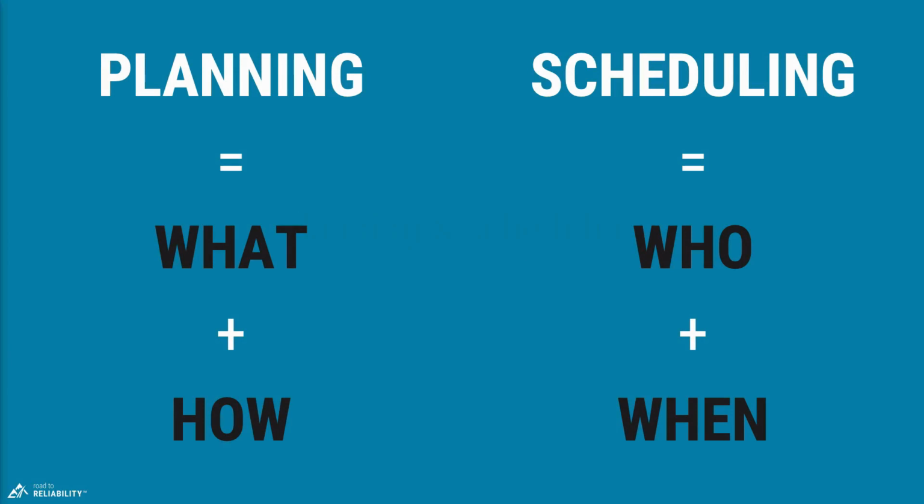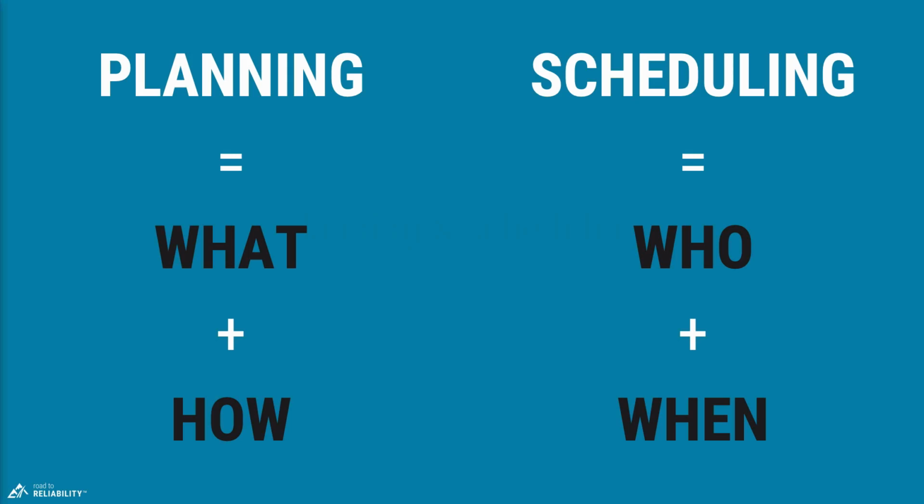So in the maintenance world, planning should be seen as defining what needs to be done and how. Or as we show here, planning is the what and the how. And once that's done, scheduling focuses on who will execute the job and when. So scheduling is the who and the when.